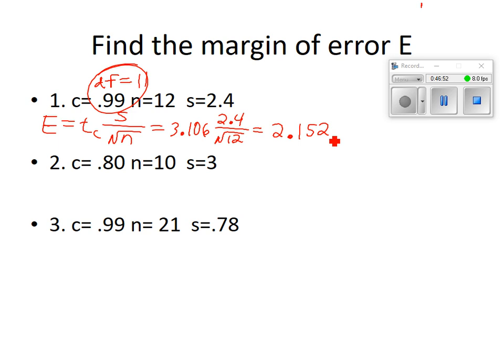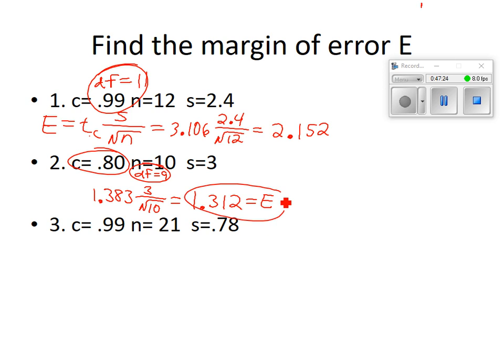Same thing on the next one. What's our DF on this one? 9. So look up 80 and 9 on there. 1.383. That's our t_c, that's our critical value. 1.383 times 3 divided by the square root of 10. 1.312. Again, that's our E. That's what the margin of error is. So this stuff isn't really hard, you just gotta find it all.